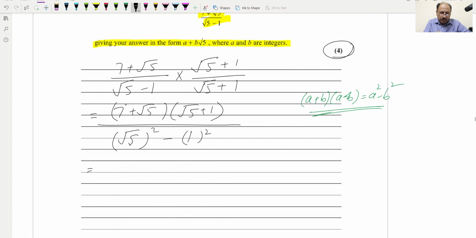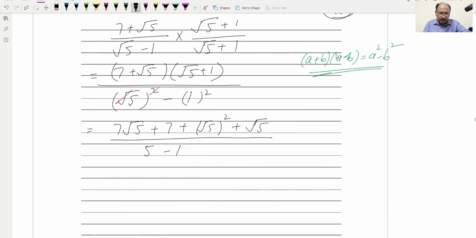So 7 multiplied by under root 5 will be 7 under root 5, plus 7 multiplied by 1 will be 7, plus under root 5 into under root 5 will be under root 5 squared, and plus under root 5 into 1 will be under root 5. This will be divided by, we can cancel the square with the square root, and we will get 5 minus 1 squared, which is 1. And now further we can simplify this.